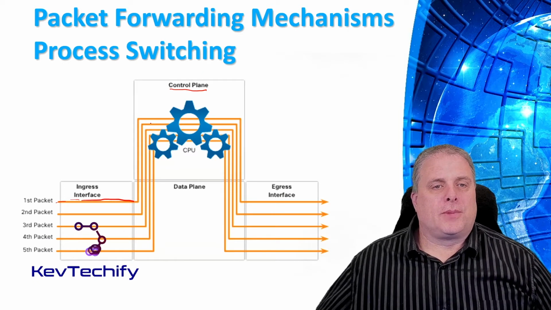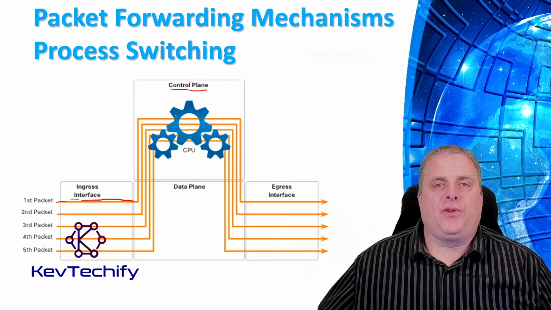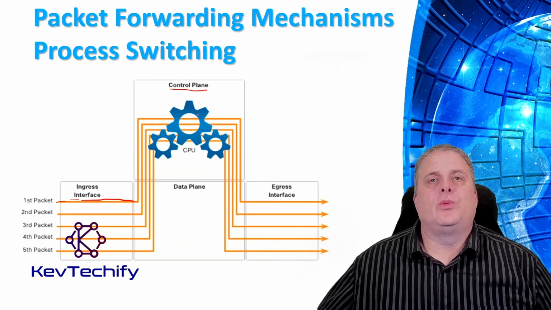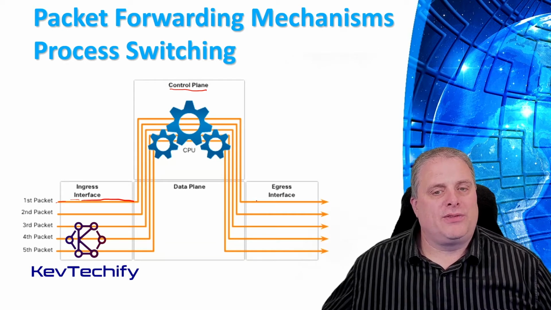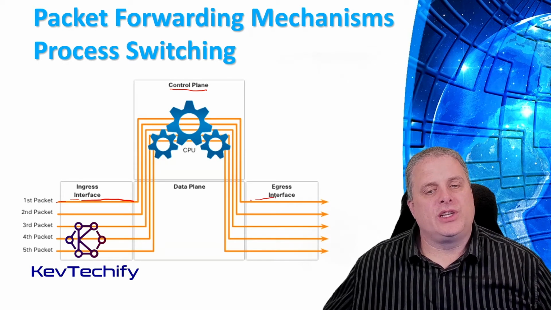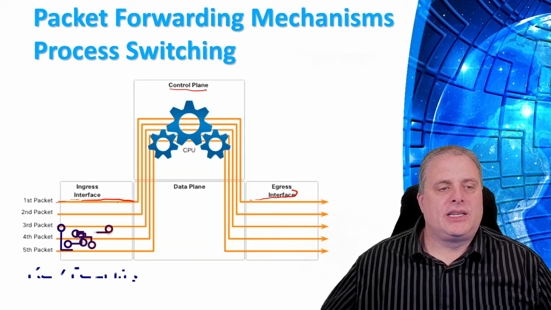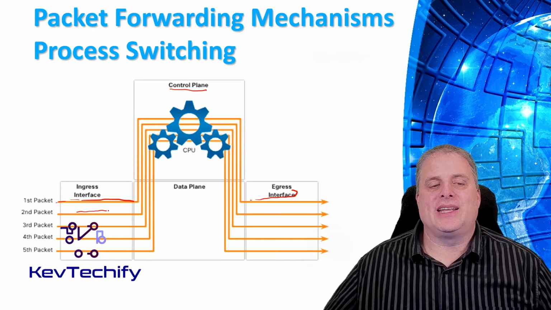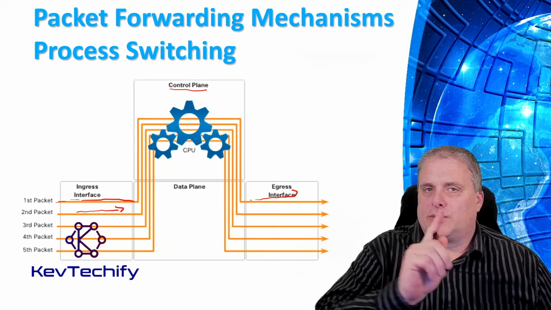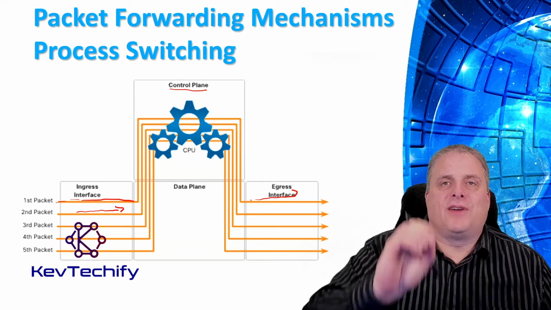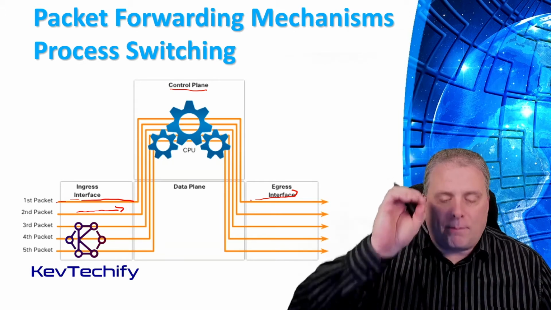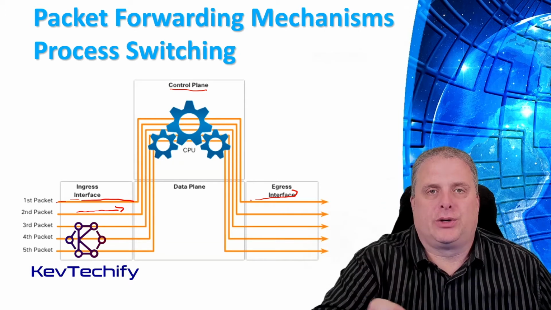The control plane looks at each frame, matches it to the routing destination, sends it to the egress interface that it is going to go out of, and then forwards it on. It does that for each packet it gets in. Now, it's important to understand that process switching will do that for each packet, even if it has a bunch of packets in a stream.